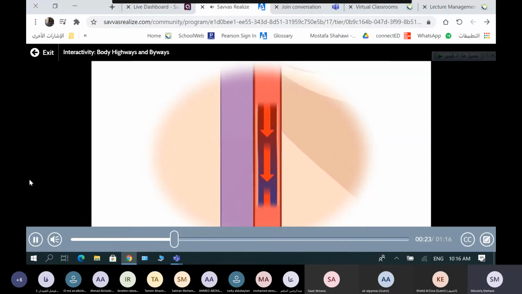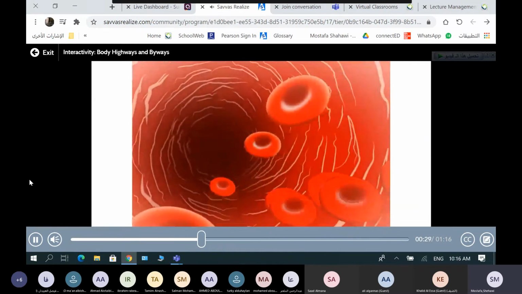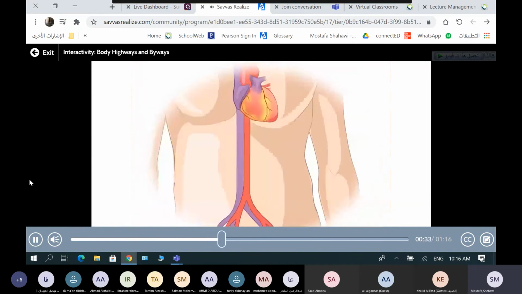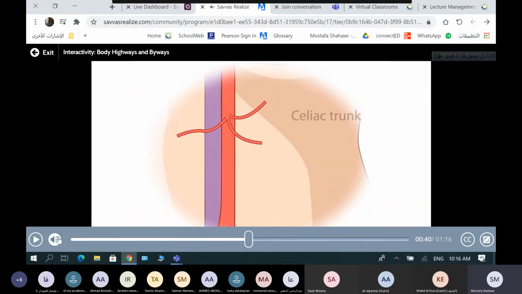The heart pumps oxygenated blood out of the heart through large arteries. The large artery that takes blood to the lower half of the body is called the abdominal aorta. If the blood is destined for the stomach, it will take an exit from the abdominal aorta and travel through the celiac.